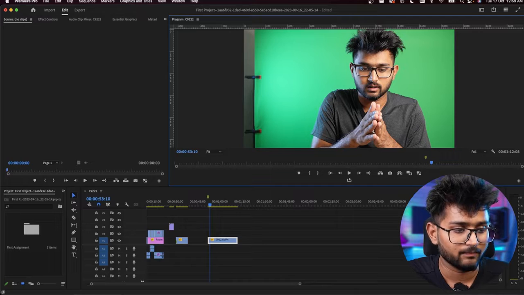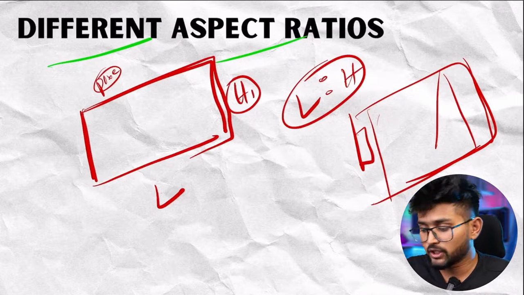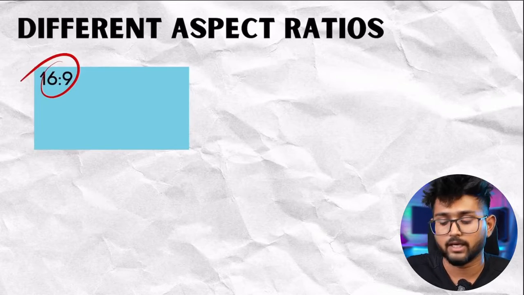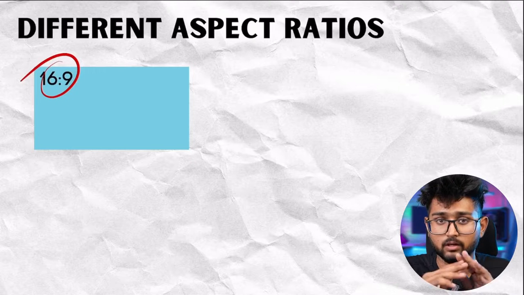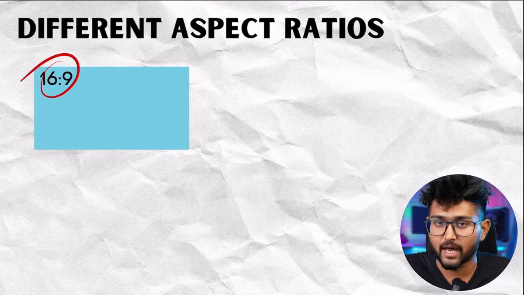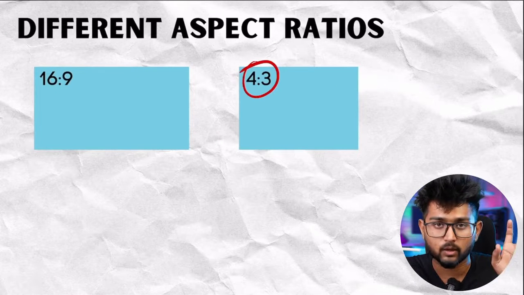So now, coming back, there are different types of aspect ratios. The first one that you actually see is 16:9. We'll be talking about each of these in detail, but for now, just to let you know that there are different types. The first most common one is the 16:9 aspect ratio, and then we have something called the 4:3 aspect ratio.